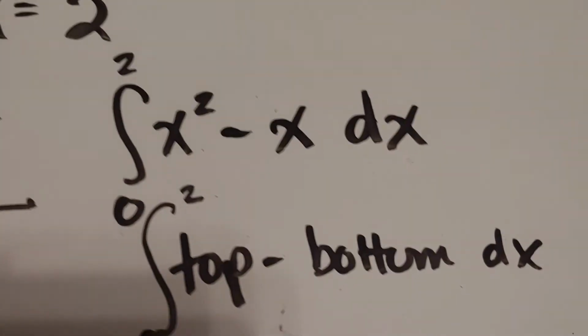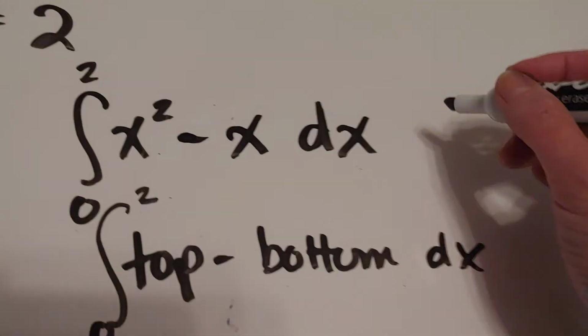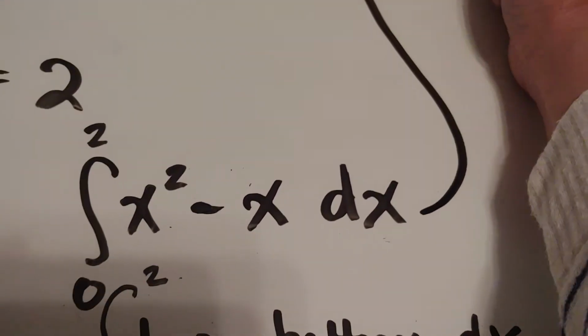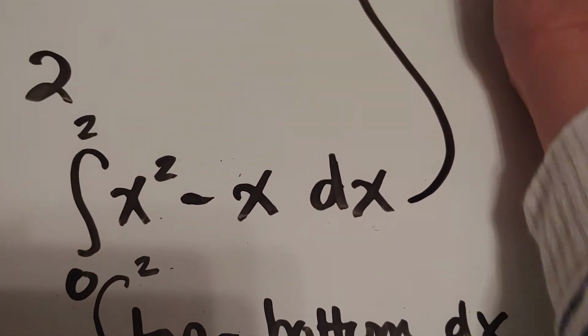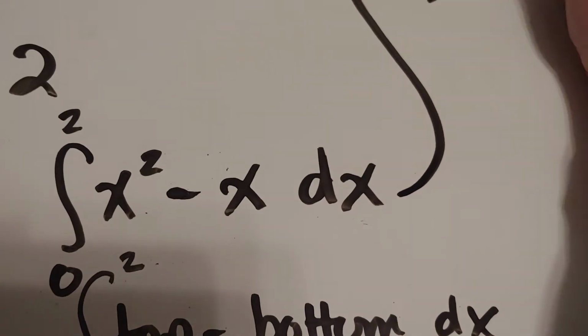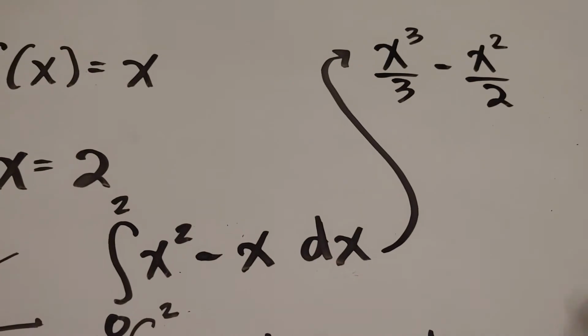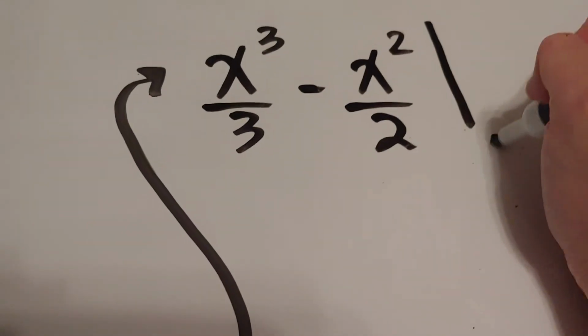All right, now, how do we finish this? Well, the fundamental theorem of calculus. So I'm going to integrate this. I'm going to make myself a little bit more room. So I'm going to have x cubed over 3 minus x squared over 2. Okay, and I'm going to plug in 0 and 2.